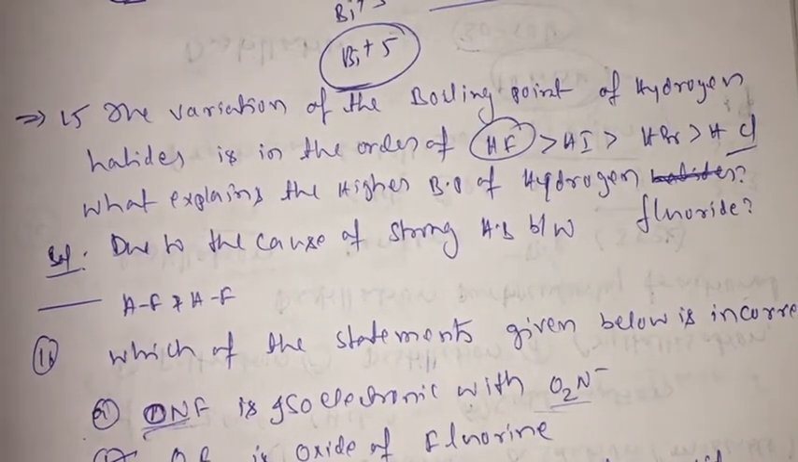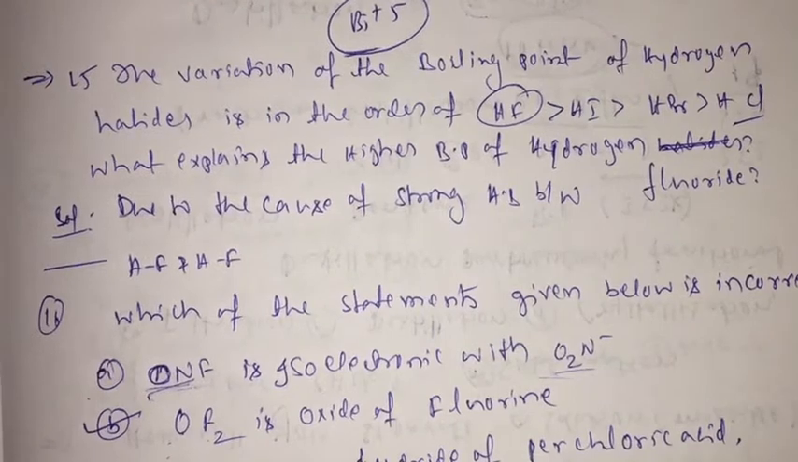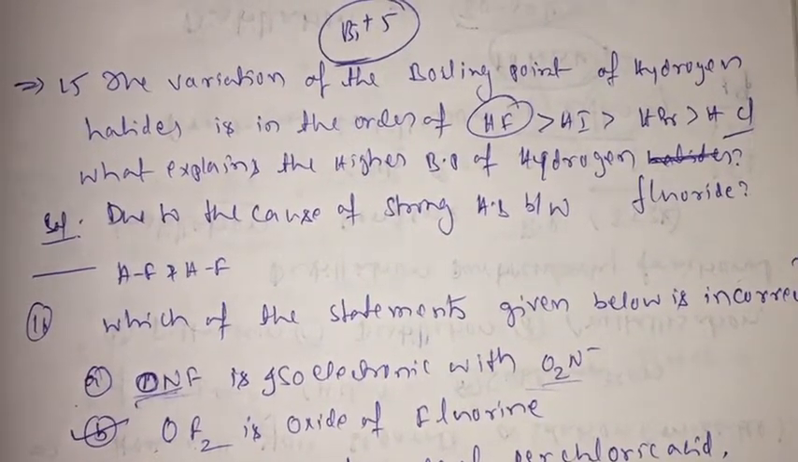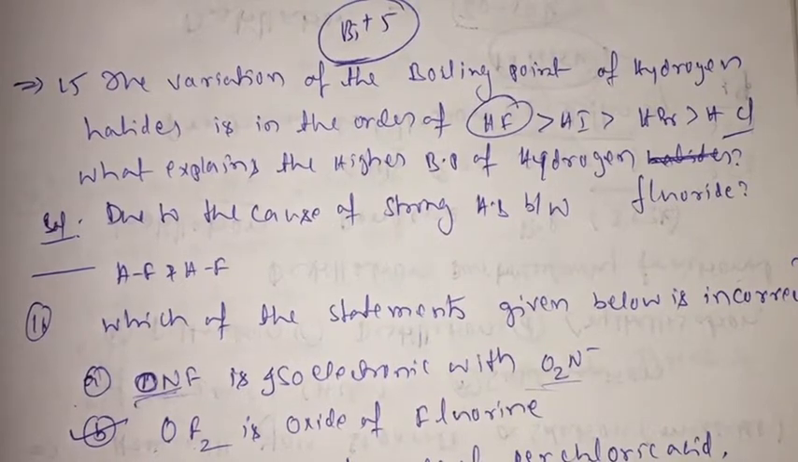But practically, theoretically HI should have the higher boiling point, but why? The reason is that HF has the stronger bond, that is, hydrogen bonding, so it will have higher melting and boiling points than all the remaining ones. This is due to the strong hydrogen bond involving fluorine in HF.